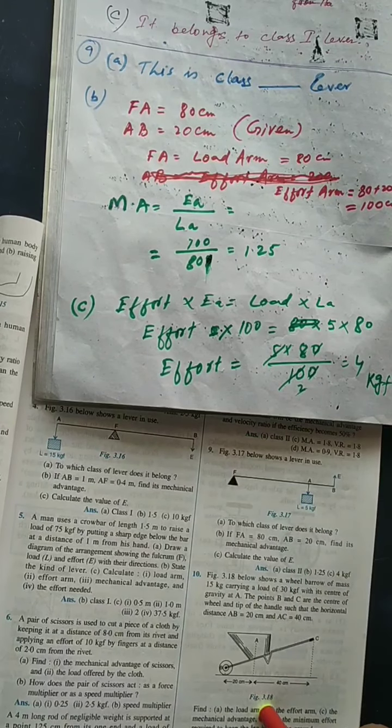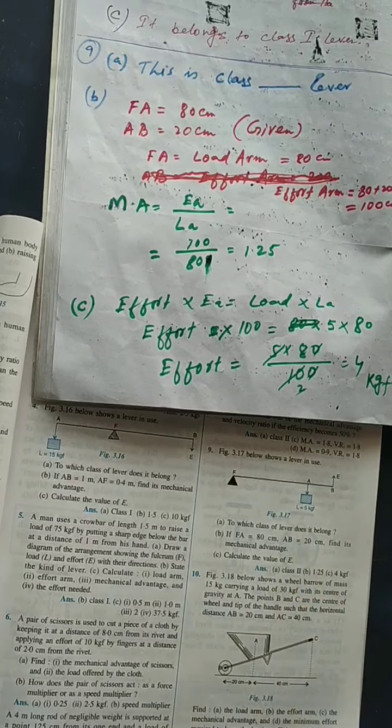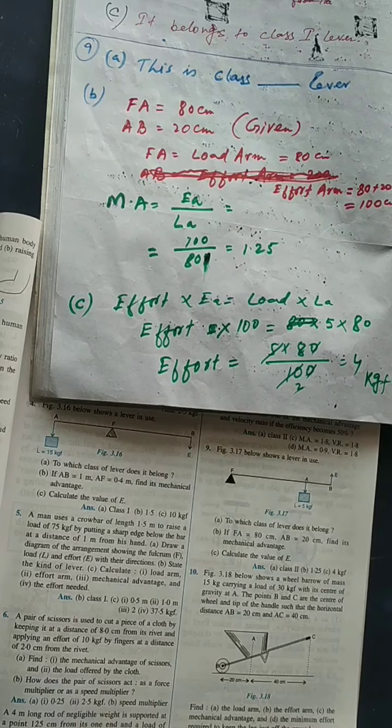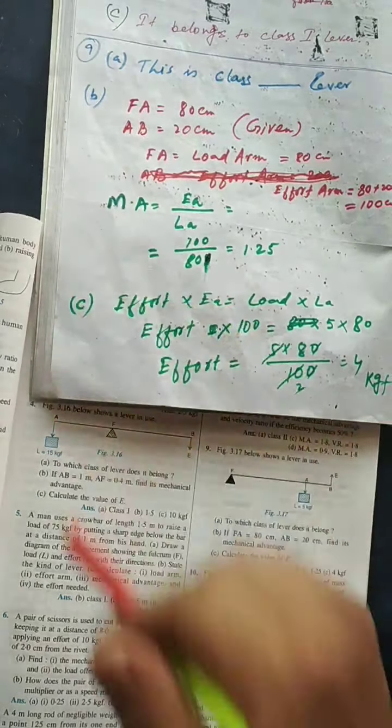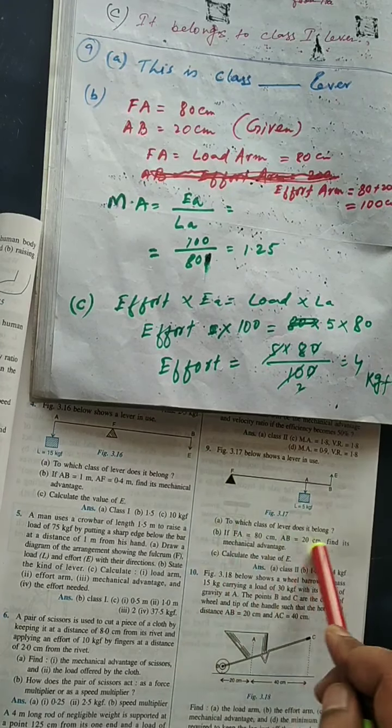Now look at the question. Calculate the value of E. First of all, find out the mechanical advantage. Here, question number B is find its mechanical advantage.